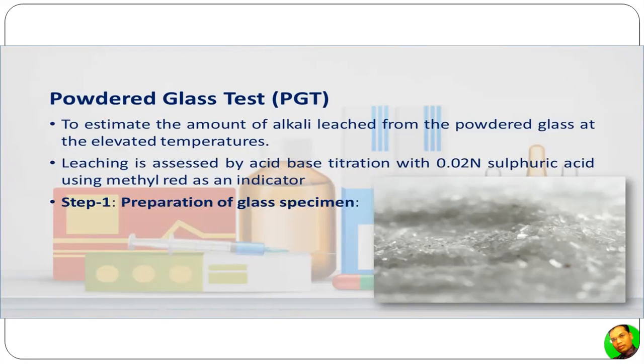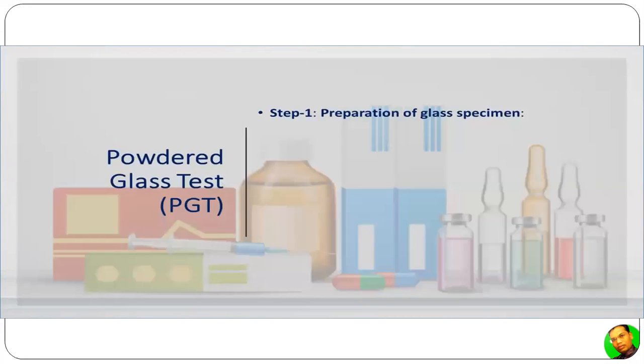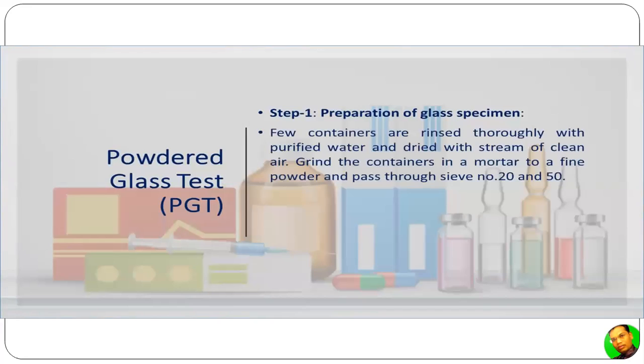Step one is the preparation of the glass specimen, and step two is washing the specimen. The preparation of the glass specimen consists of rinsing a few containers thoroughly with purified water and drying with a stream of clean air. Grind the containers in a mortar to a fine powder and pass through sieves number 20 and 50.